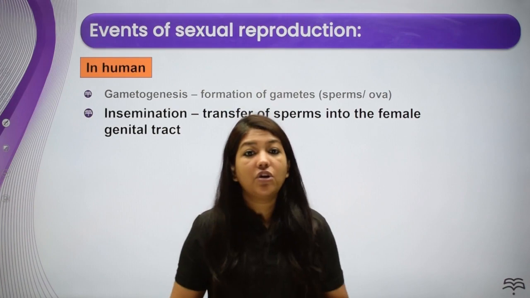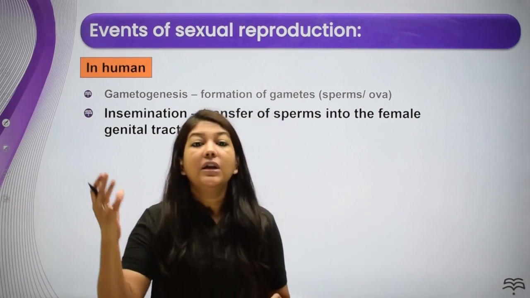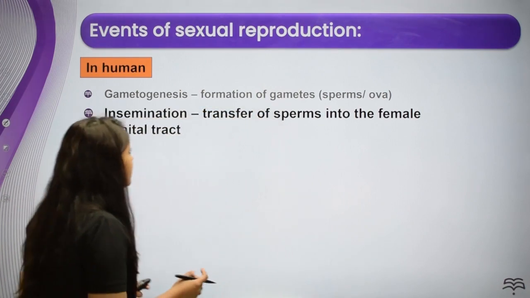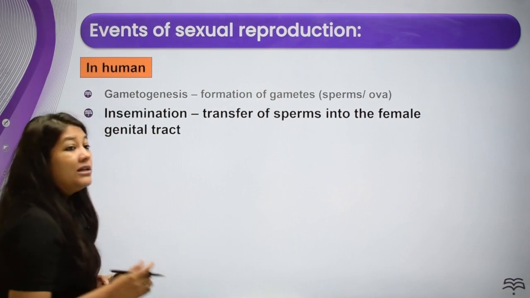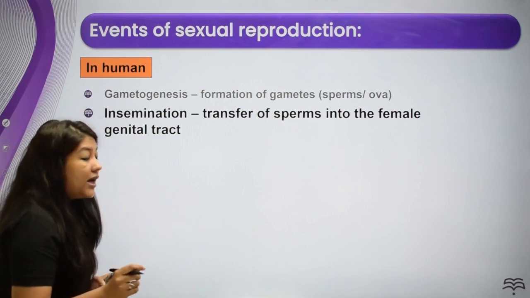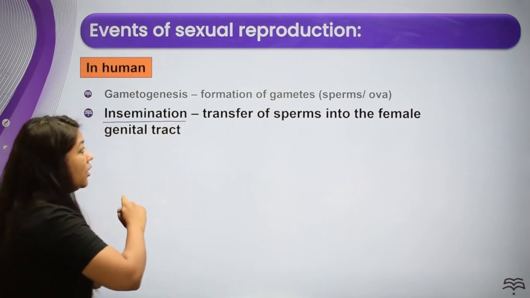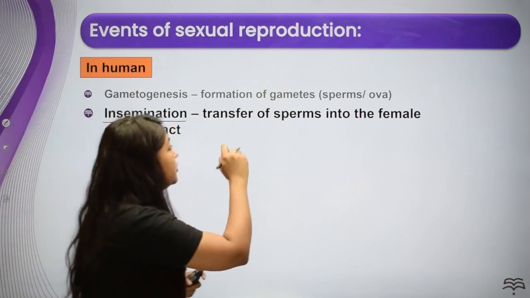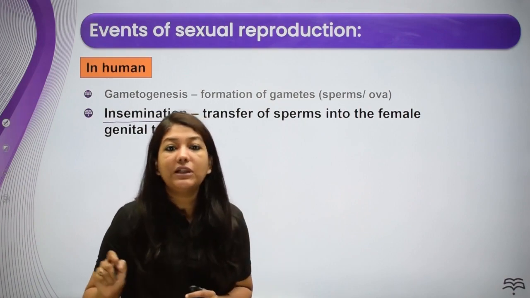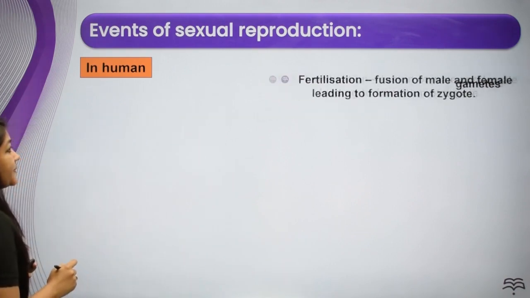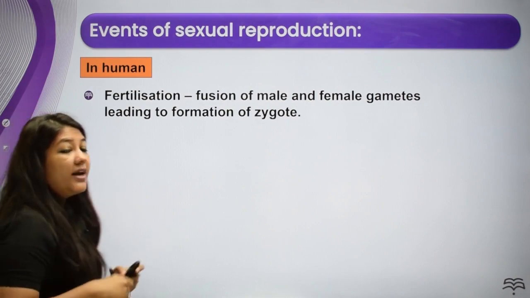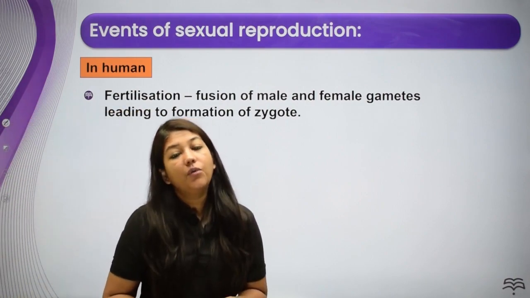Male gamete has formed, female gamete has formed. Now the male gamete, it has to be transferred into the female genital tract. So how is it done? It is done by the process of insemination. All right, what is insemination? Transfer of sperms into the female genital tract. Next is fertilization, right? Once the transfer has happened, what is going to happen?